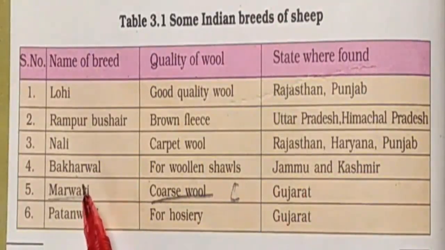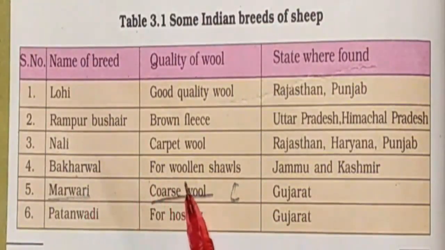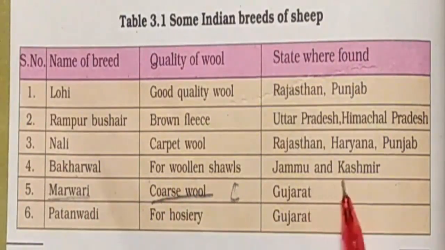Next type of breed is Bakarwal. It is used for woolen soles. It is found in the state of Jammu and Kashmir. Next type of breed is Marwari, which is a coarse wool. It is found in the state of Gujarat. The last type of breed is Patanwadi. It is for hosiery. It is found in the state of Gujarat.